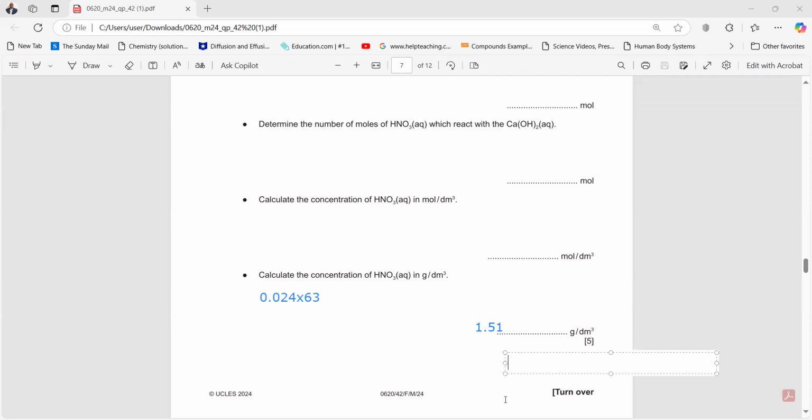So that's how we can solve the stoichiometry. Always start with the standard solution. Stage number 2, look at the stoichiometry in the equation. Migrate from the standard solution to the unknown, and then you calculate the concentration of the unknown. If they want the concentration now in grams per dm cubed, you simply multiply by the MR, and then your concentration expression changes from moles per dm cubed to grams per dm cubed.